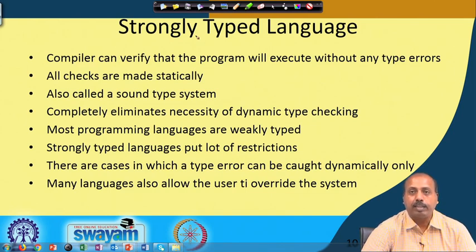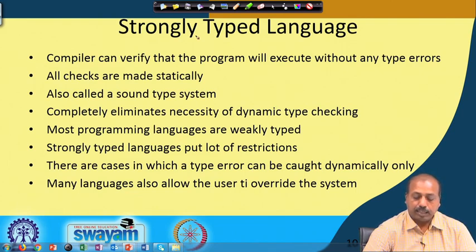and there are cases in which a type error can be caught dynamically only. As I was telling, say an array bound increasing beyond the limit. Those types of checks cannot be done statically. They have to be done dynamically only. And similarly, when you are calling a function pointer, when it is returning a function, whether that function is of proper type or not can be checked only dynamically, because it will be decided at that point only whether the function that has been returned is returning a proper value of correct type for assignment to some other variable. So, it can be checked dynamically only.